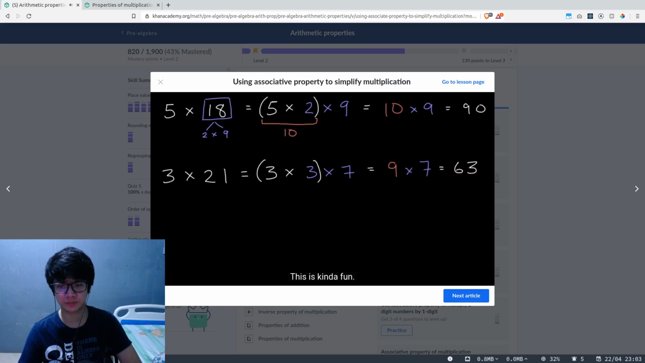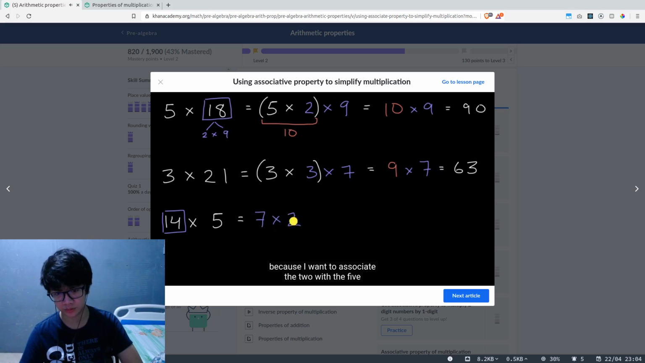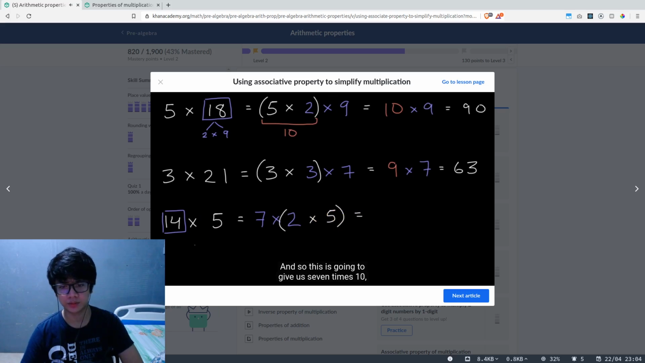Let's do another example. This is kind of fun. Let's say we want to figure out what 14 times 5 is. Pause this video and see if you can figure that out. Well, we could once again try to break up 14 into the product of smaller numbers. 14 is 2 times 7, so we can rewrite this as 2 times 7, or 7 times 2. And I'm writing it as 7 times 2 because I want to associate the 2 with the 5 to get the 10. Times 5. Yeah, it's pretty cool. And then I could multiply the 2 times 5 first. And so this is going to give us 7 times 10, which is, of course, equal to 70.